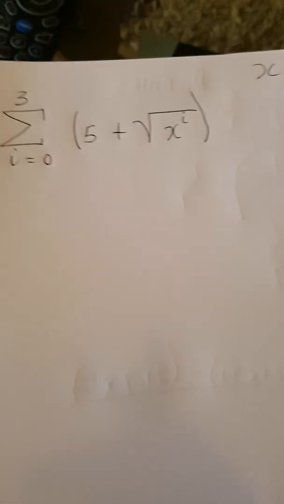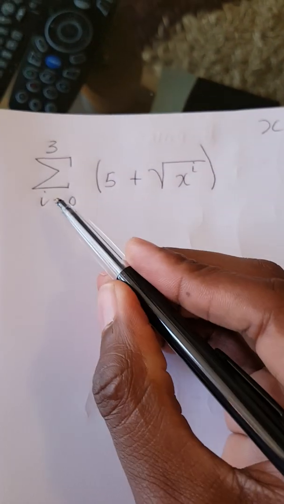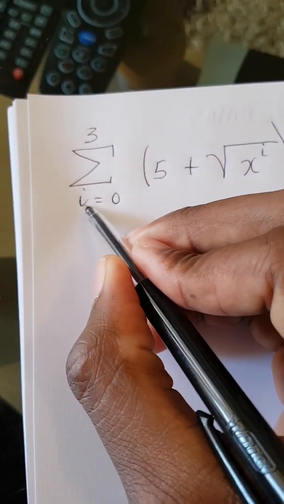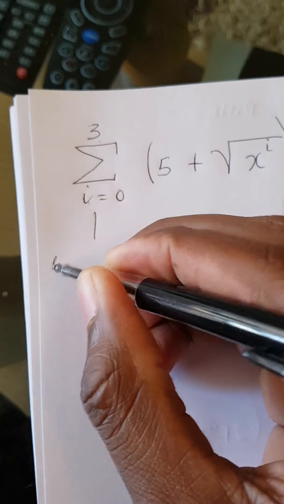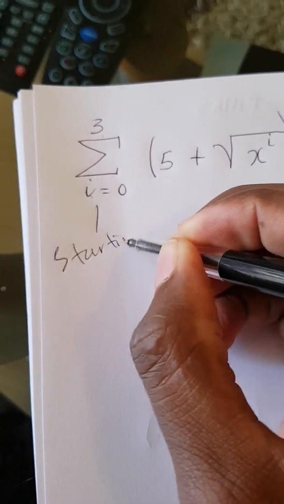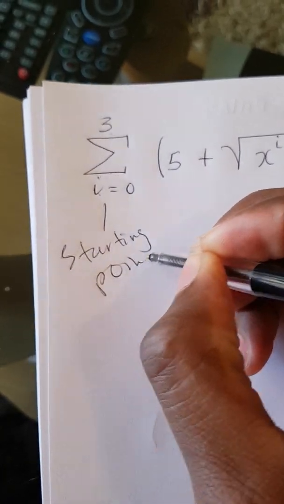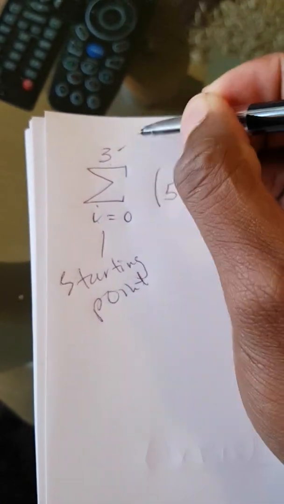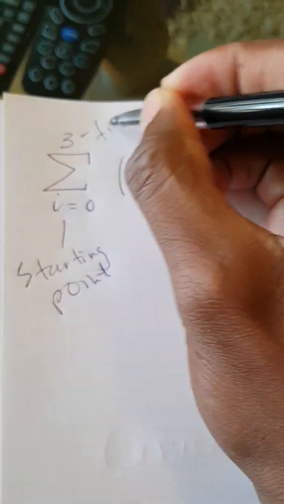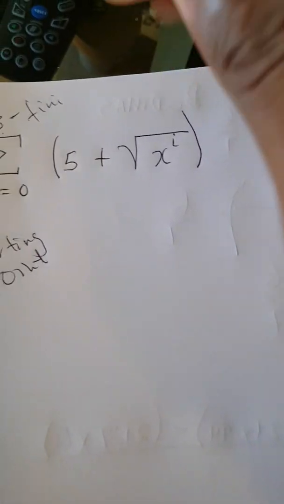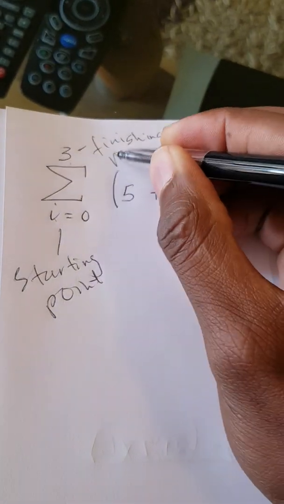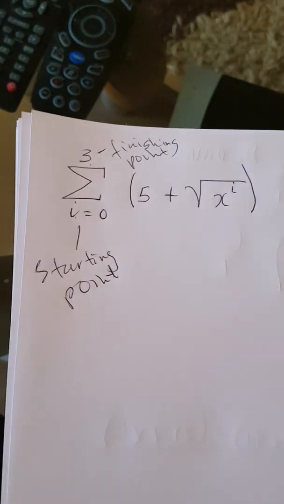So the thing here is, on the summation we have the numerator and the denominator. The denominator of the summation, we call it a starting point. And the numerator, we call it the finishing point.